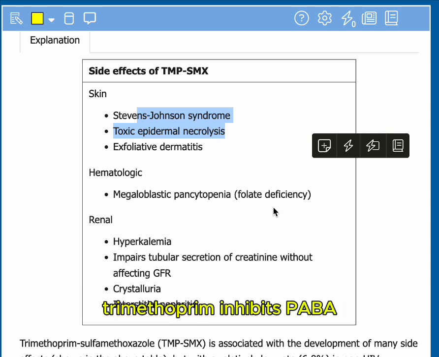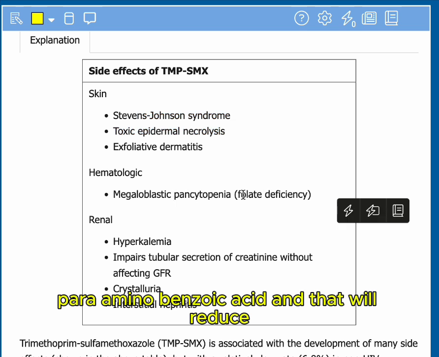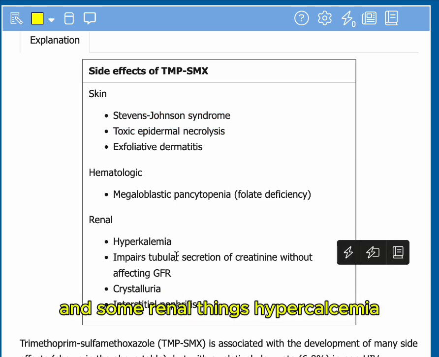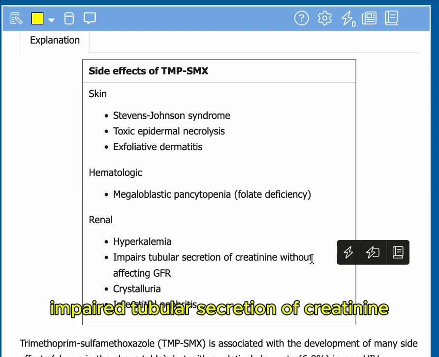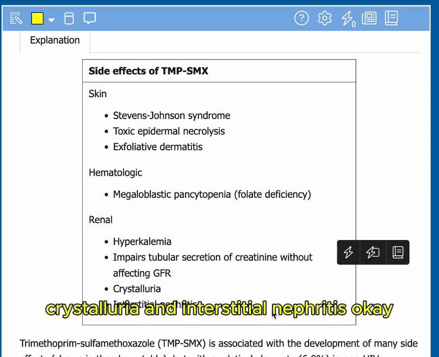Trimethoprim inhibits PABA, para-aminobenzoic acid, and that will make you deficient of folate. And some renal things: hyperkalemia, impaired tubular secretion of creatinine without affecting GFR, crystalluria, and interstitial nephritis.